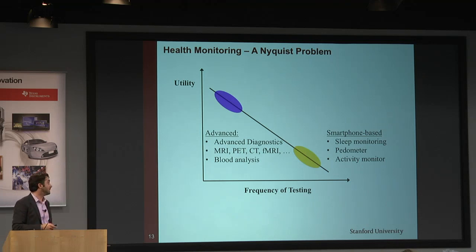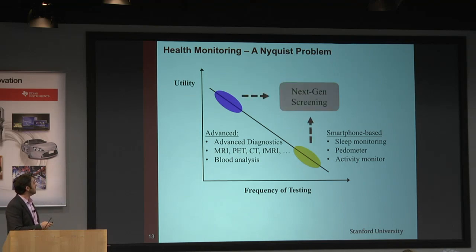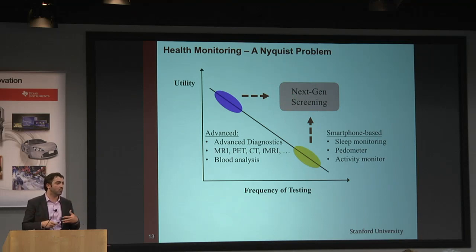And the question we want to answer is, can you go to next generation devices that have higher frequency of test and a much higher quality? So that's the goal. This is what we call a sort of a Nyquist problem. And does technology play a role in that realm?